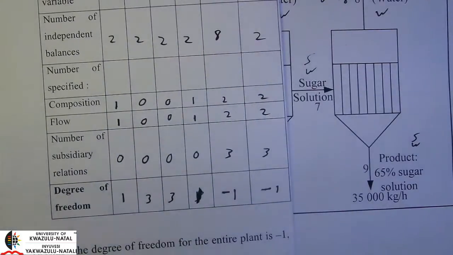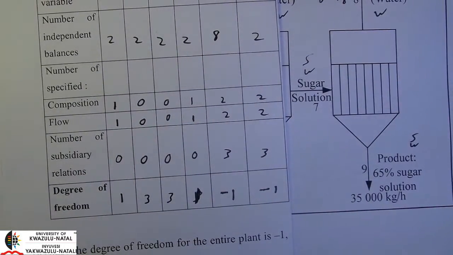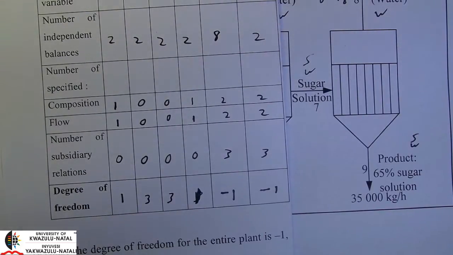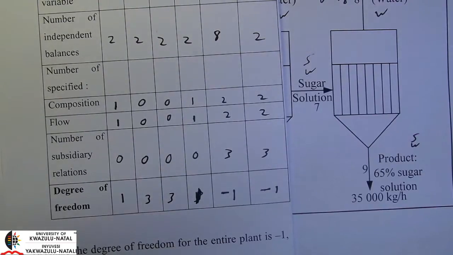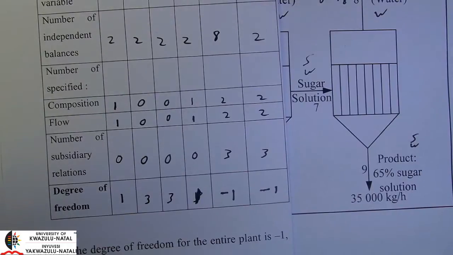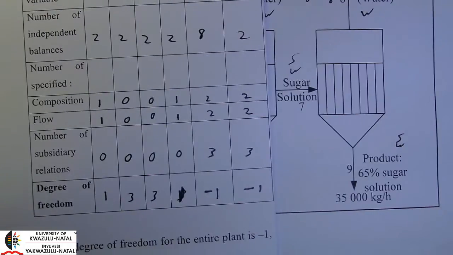So we seem to be in a bit of a dilemma here. We have all 4 units which are underspecified. They have a degree of freedom that's greater than 0. Yet the process is telling us that there is more than enough information. And the overall balance seems to be overspecified.